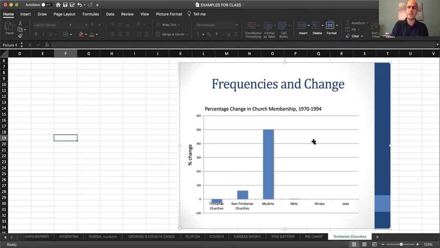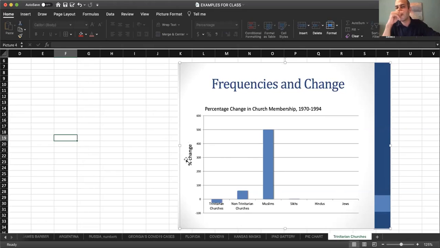This is an example about the percentage change in church membership in the UK. As you can see, the Trinitarian churches are in decline. Non-Trinitarian churches are increasing, but Muslim churches, meaning mosques, can you see this increase? Like a 500% increase from 1970 to 1994. And the Sikhs, there's a slight increase, and the others are not visible. There's no change, probably zero. So by looking at this image, I would say that in this country the Muslims are increasing dramatically. But what is the y-axis here? It's a percentage change.